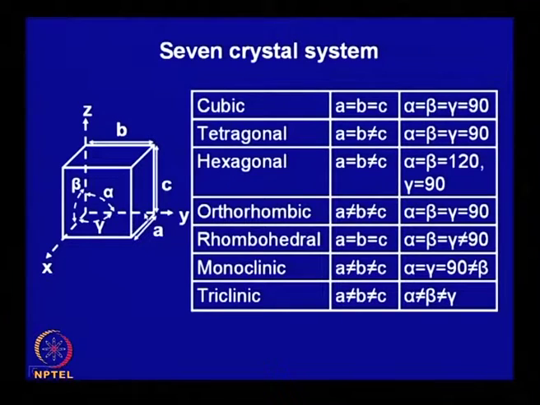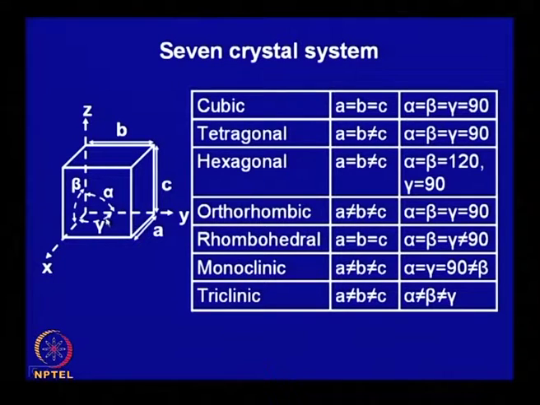So, this angle just opposite a. So, this is the x axis, or in crystallography we call it a. So, opposite a, this we call alpha. Similarly, the angle opposite y we call beta, and the angle opposite z we call gamma.